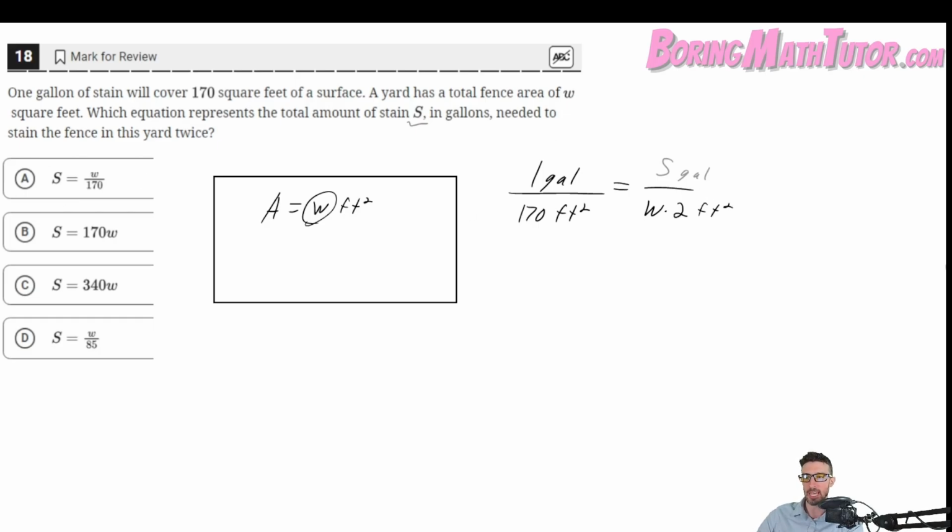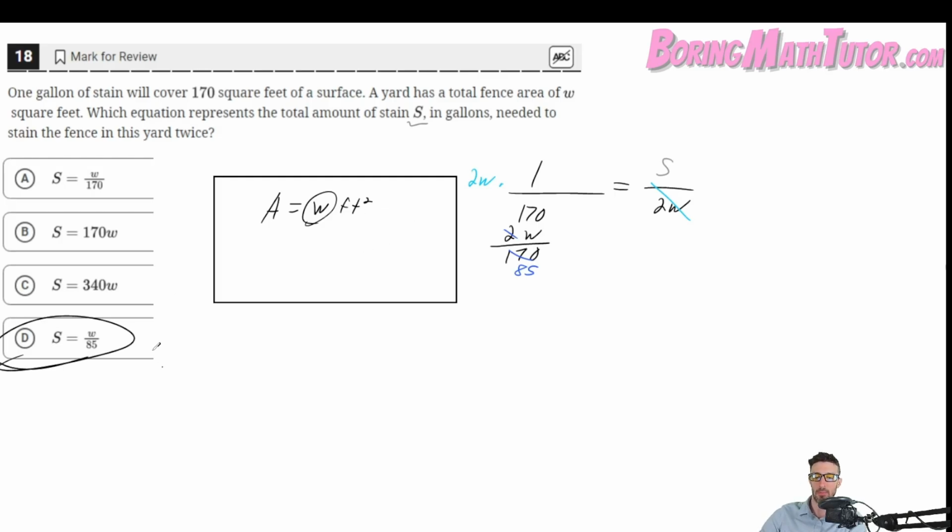Okay, so I don't really care about these units anymore. So I can just erase them. I don't need them anymore. All I really care about is just 1 over 170 equals S over 2W. And now I want to get rid of the 2W that's being divided. So I multiply it on this side. And now I have 2W times 1 over 170, which is the same thing as 2W over 170. And I can reduce that by making this one 85 on the bottom, and now I'm done with the problem.